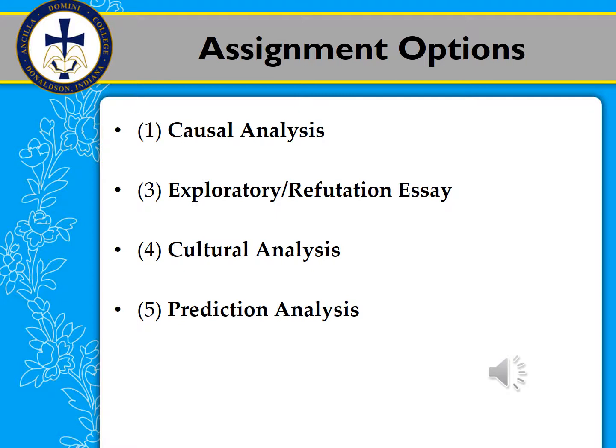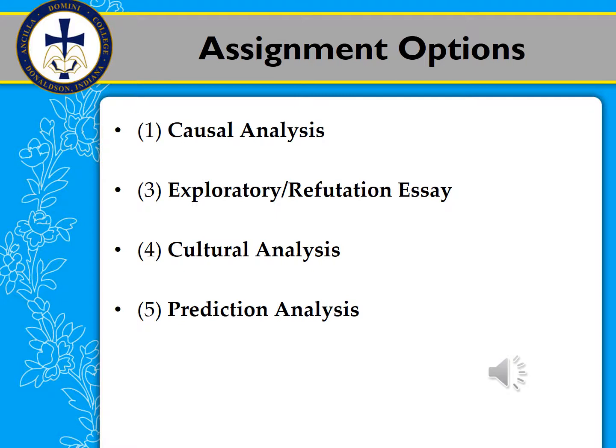Another option is the exploratory / refutation essay. And when I looked at their different options, one thing that I saw as an inconsistency is that whereas in the argument paper section they were talking about refutation, here they talk about that in the exploratory section. It's kind of jumbled a little bit, so I combined those and put them in here.